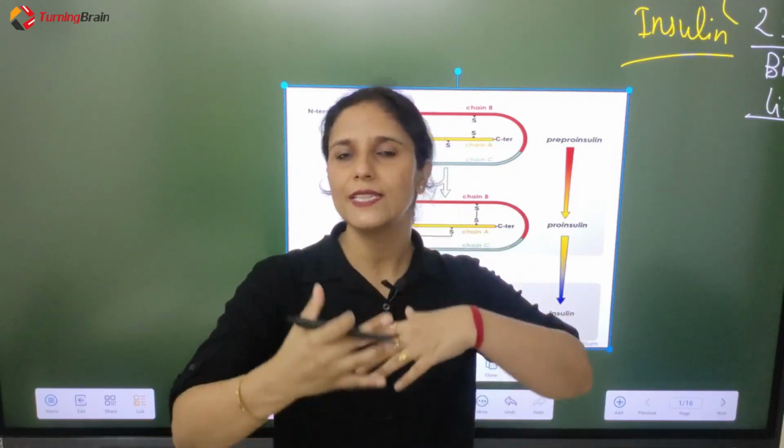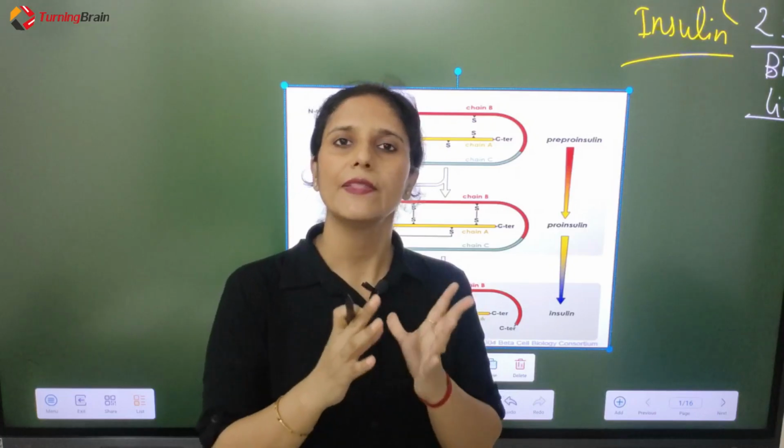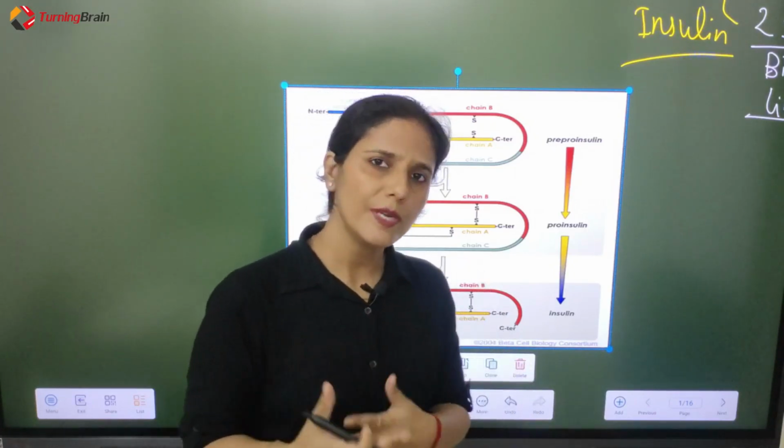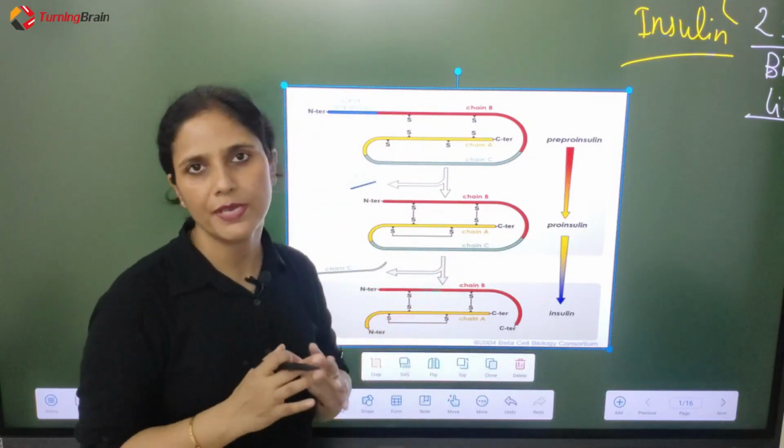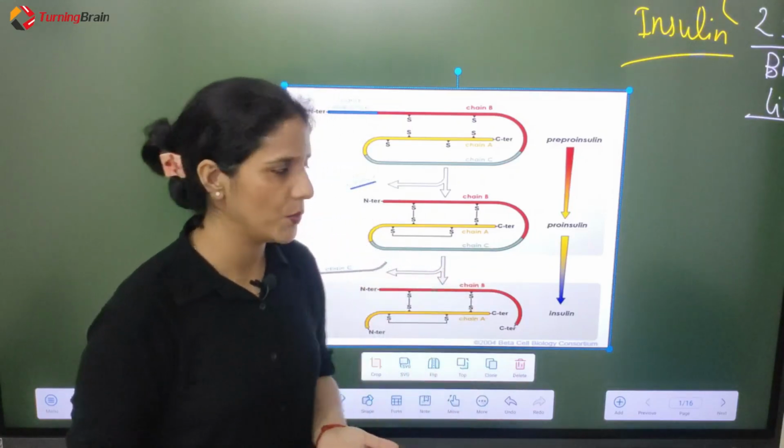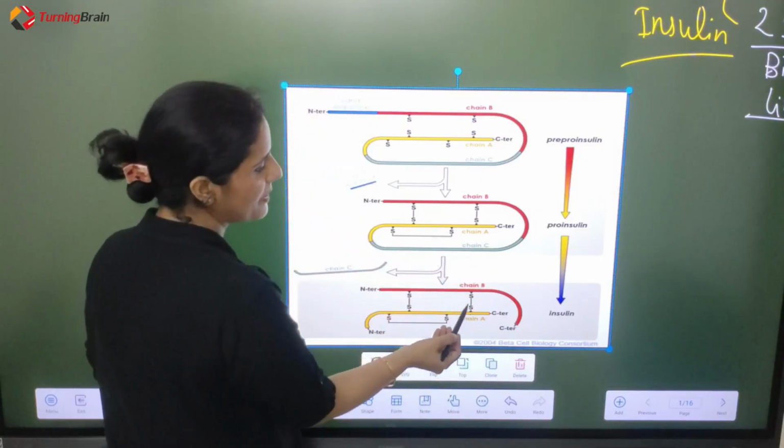Finally, they become folded in the Golgi apparatus, and they make the insulin structure. So it's okay, maybe you can make the A chain or B chain up or down, whatever you want. So it is A chain, B chain.